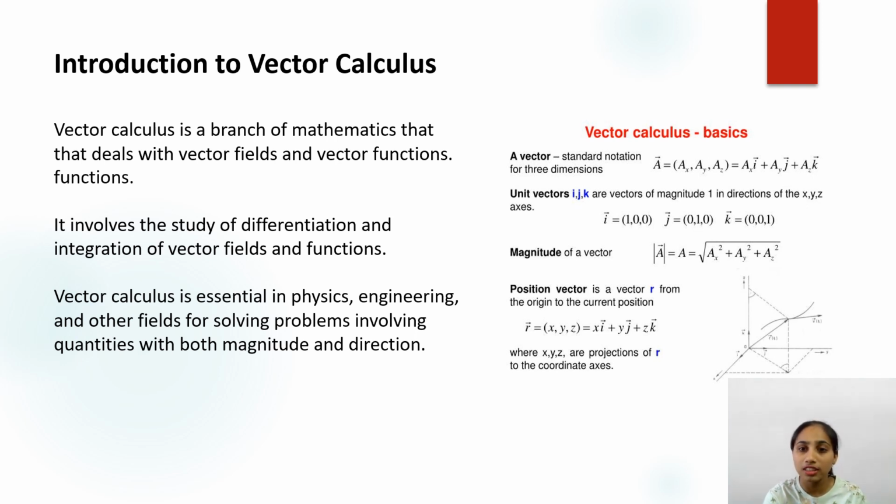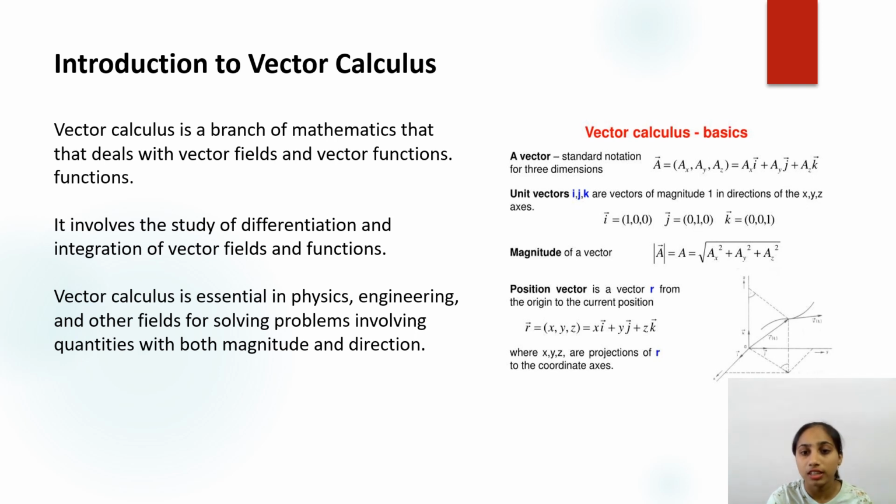In this picture we can see the basics of vector calculus, that is standard notations. Vector A is equal to the components ax, ay, az, and that can be written as ax i cap plus ay j cap plus az k cap. Then the unit vectors i, j, k are vectors of magnitude 1 in the direction of the x, y, z axis. The magnitude of a vector A is equal to the square root of ax square plus ay square plus az square.